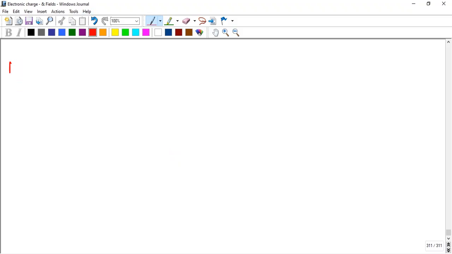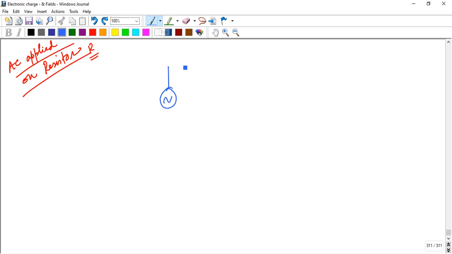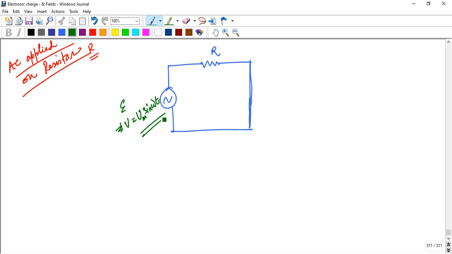So an AC source is applied on a resistor R. The circuit looks like this: there is a sinusoidal AC source and a resistor R in series connection with the source. The EMF is V equal to maximum voltage Vm sine omega t, as an AC voltage source.